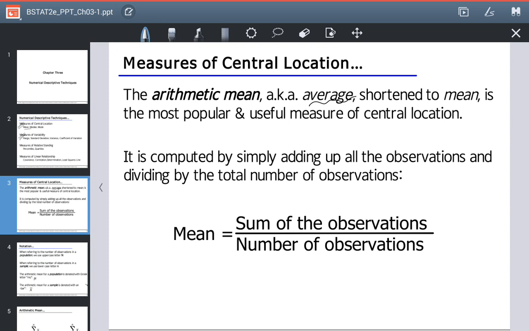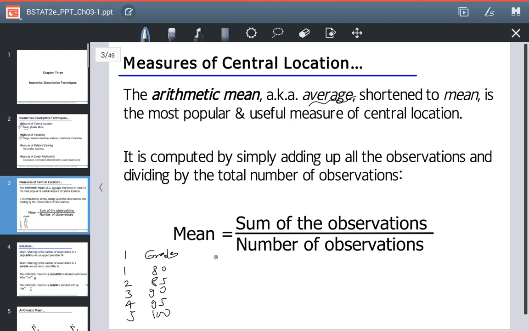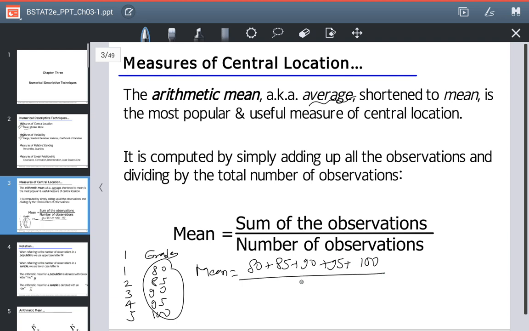So mean is a sum of all the observations over the number of observations. Okay. So let's say you have 5 observations of grades again for 5 students. 80, 85, 90, 95, and 100. 1, 2, 3, 4, 5. The mean can be computed as easily as the sum of these observations. So 80 plus 85 plus 90 plus 95 plus 100 over 5. So this will be, if I'm not wrong, it should be 90. Okay. So this is a very plain observation.